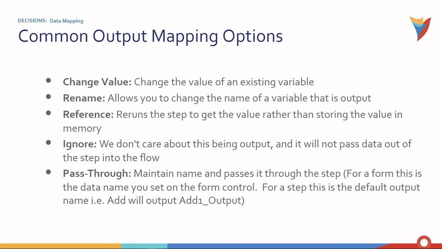And then finally, pass through. With pass through, you can maintain the name, and it passes through the step. For a form, this is the data name you set on the form control. For a step, this is the default output name, such as on an add step, it would be add1_output. So let's say you don't want to make any changes to it, you just want to pass that information through that particular step. Then you would use that option without having to worry about anything being changed for that step or for that particular data type.